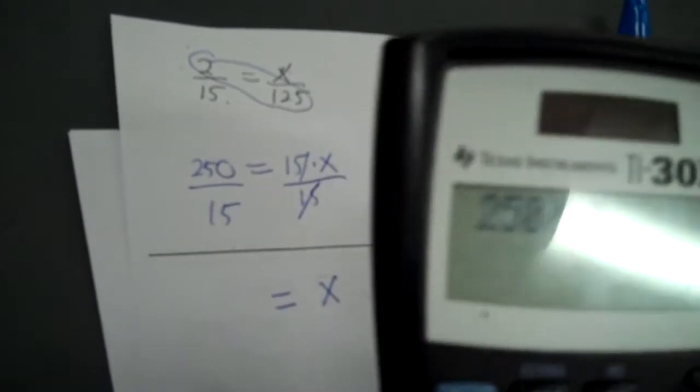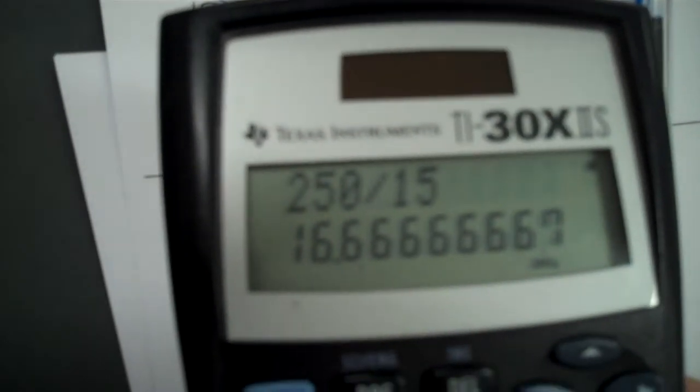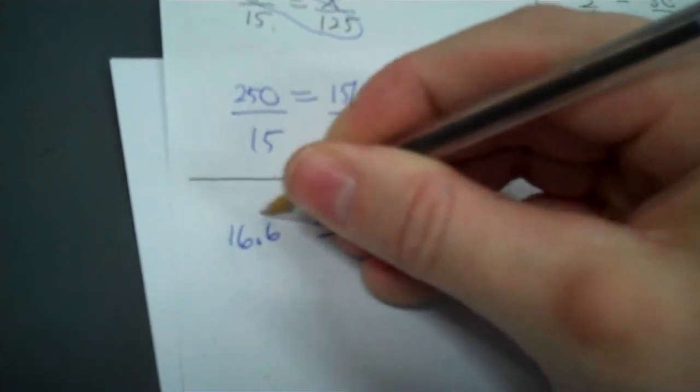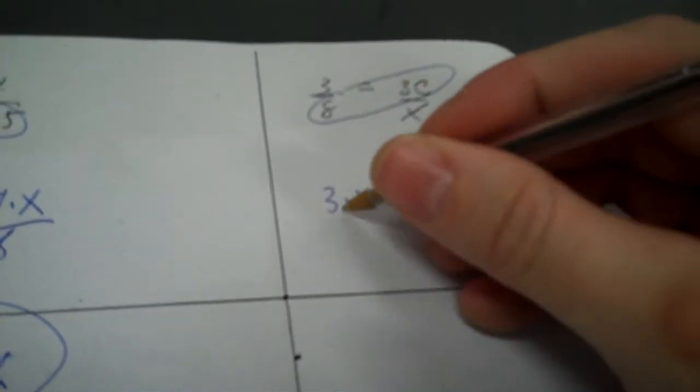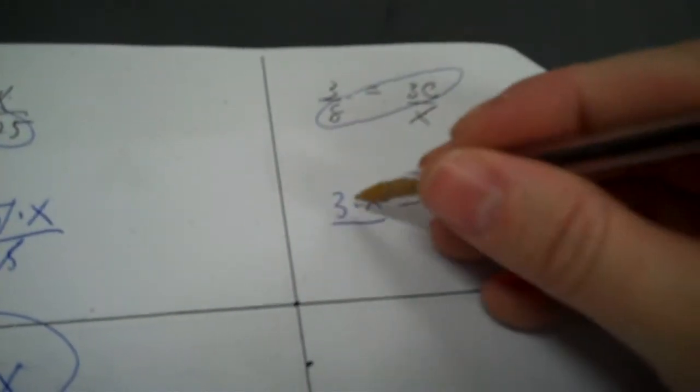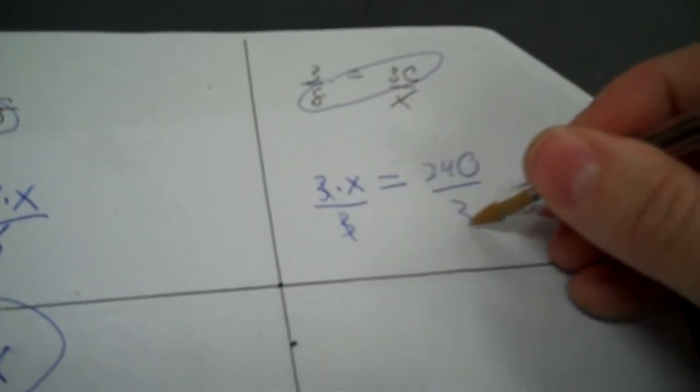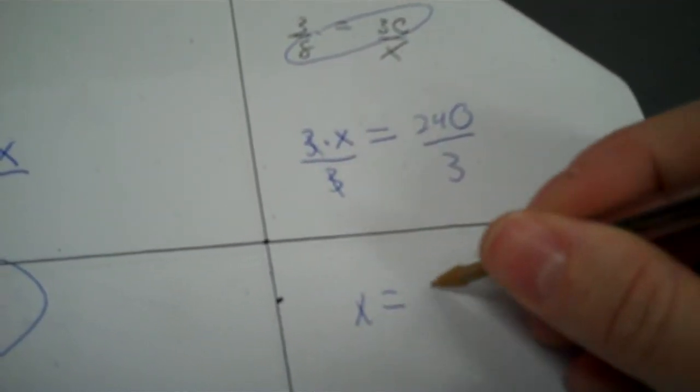You don't have to do any adding or subtracting yet. 16.6 repeating. If it's repeating, who cares? Just put a bar over the number that repeats. The 7 at the end is just my calculator saying, okay, enough. We're just going to put 7. Okay, so 8 times 30 is 240, and then 3 times x would be 3x. And divide both sides by 3. And 240 divided by 3 is 80.